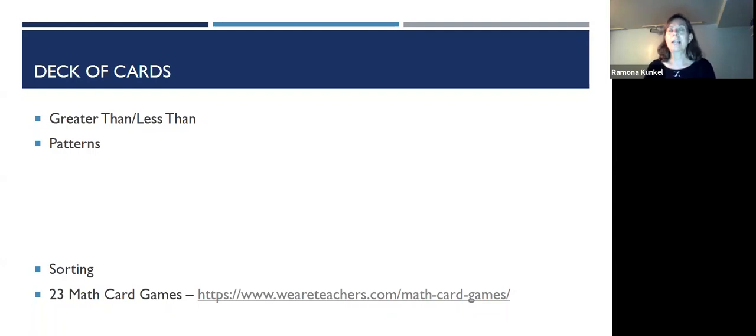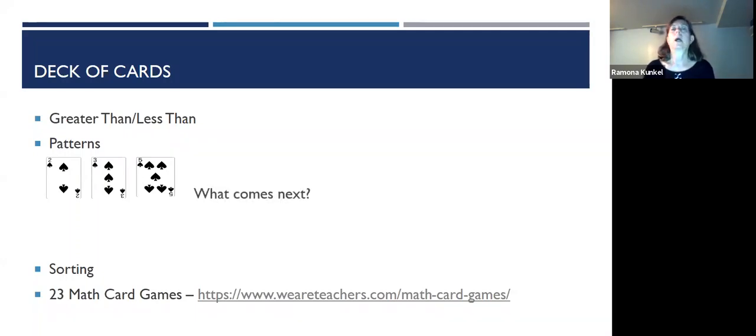I also like it for patterns. Now, there's some limitation to this, but I just want to show you what happens here. So let's just say we have this. Just put in the chat box, what do you think would come next?